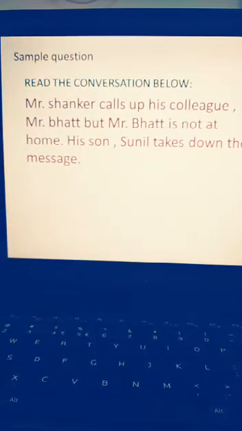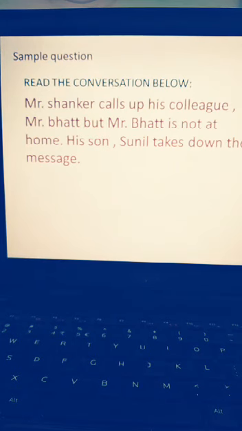The sample question says, read the conversation below. Mr. Shankar calls up his colleague, Mr. Bhatt. But Mr. Bhatt is not available at home. His son Sunil takes down the message. Let's see the conversation between them in the next slide.